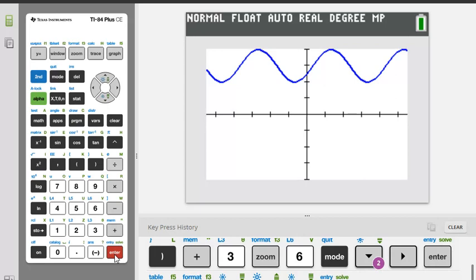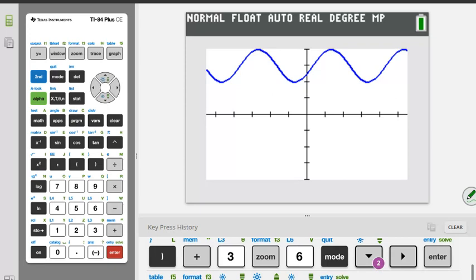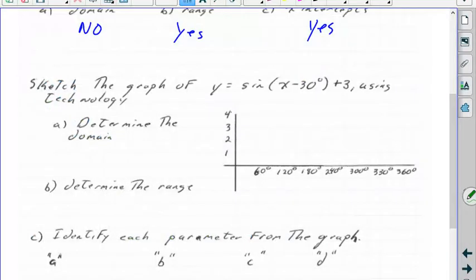So we have this graph. The domain of that graph. Sean, what's the domain of this graph? The domain is all real numbers. That's terrible. The domain, as I said, is all real numbers.